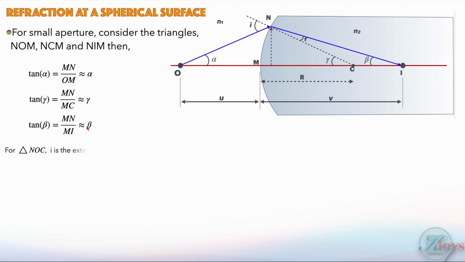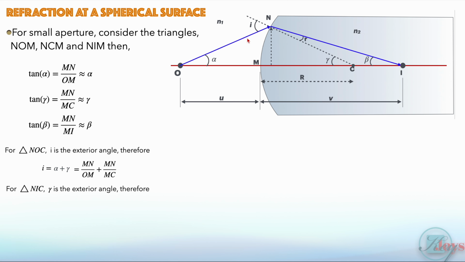So now let us try and understand this triangle N, O and C. If you look at this triangle, I is the exterior angle. So NOC, in this triangle I is the exterior angle. This exterior angle is equal to the sum of the opposite interior angles, alpha and gamma. So I is equal to alpha plus gamma here. But alpha is MN by OM, gamma is MN by MC. So MN by OM plus MN by MC, we can say.